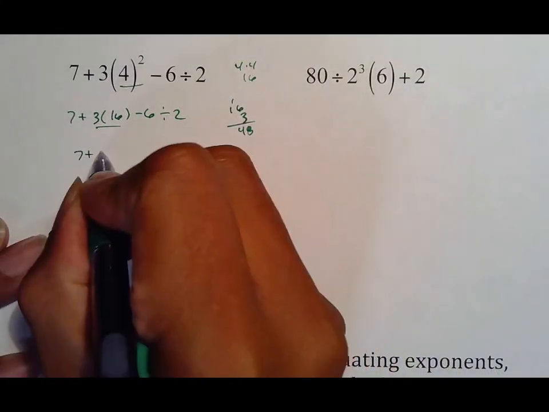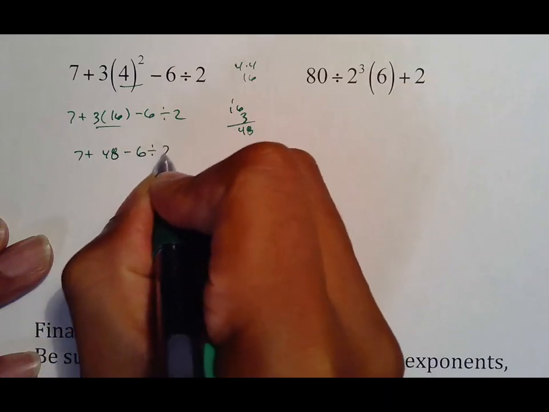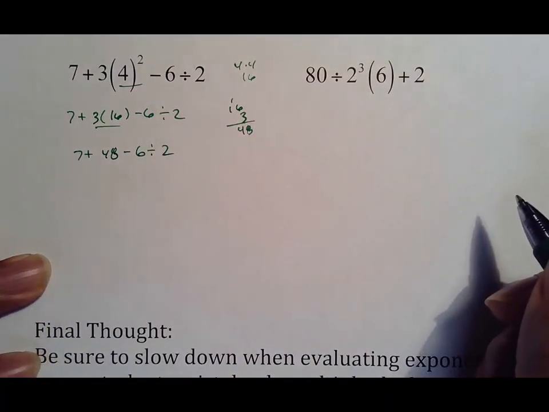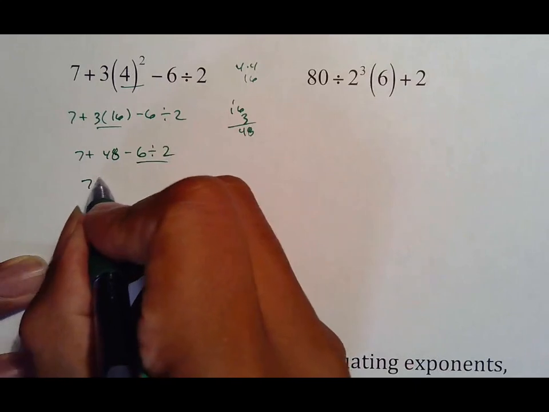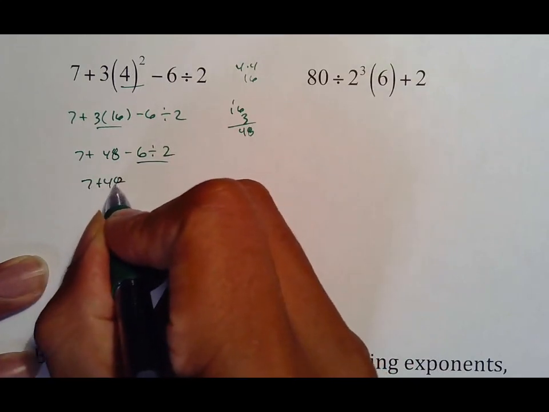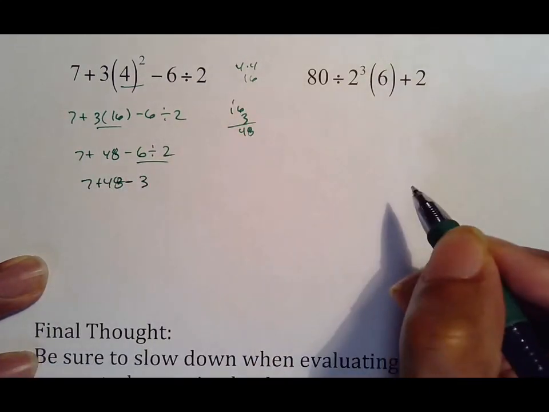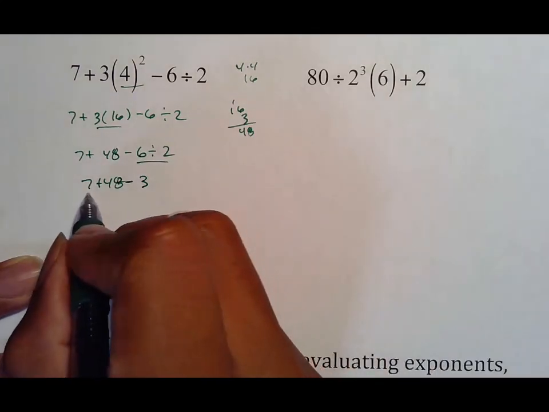Anyway, 7 plus 48 minus 6 divided by 2. Any other higher level operations? Yes, right there: 7 plus 48 minus 3. Now that all the higher level operations are gone, front to back.